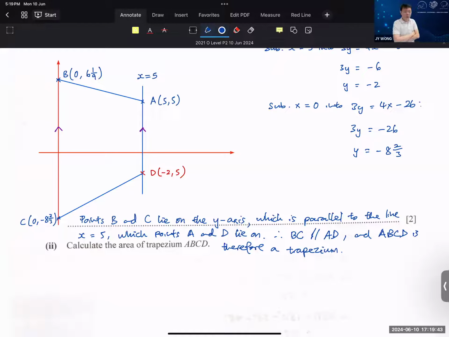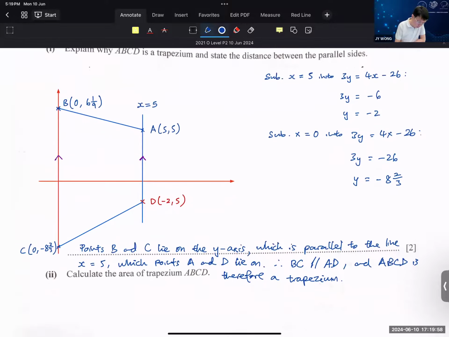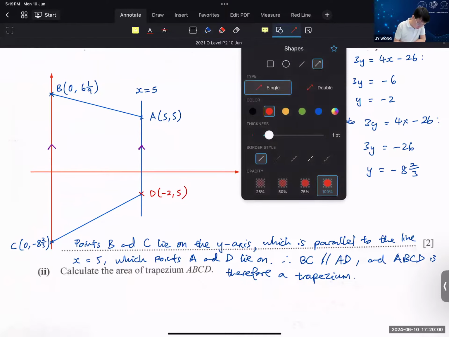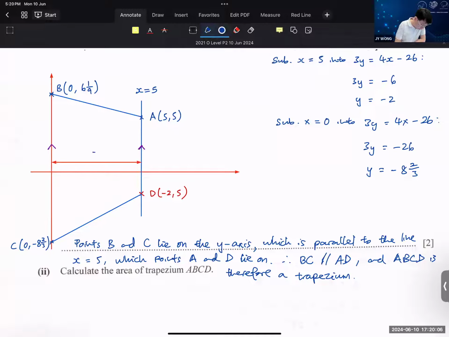The sketch carries no mark, by the way. So the explanation mark is just given that you can show that BC is parallel to AD. The second part, they ask you to state the distance between the parallel sides. If you draw out the diagram, then you can find the distance directly. So the distance is 0 to 5, which is 5 units.